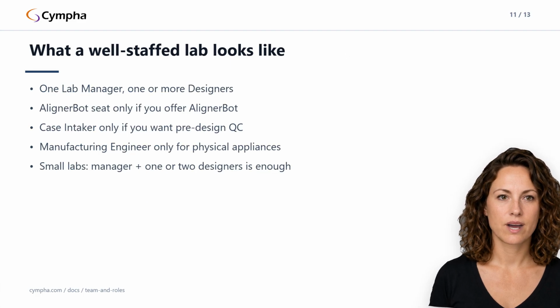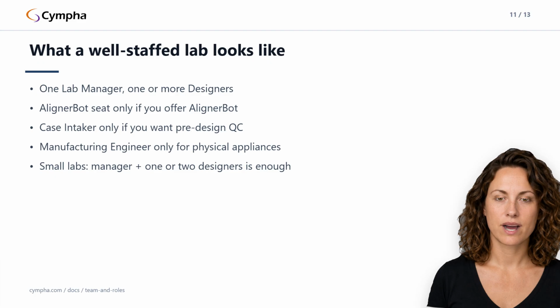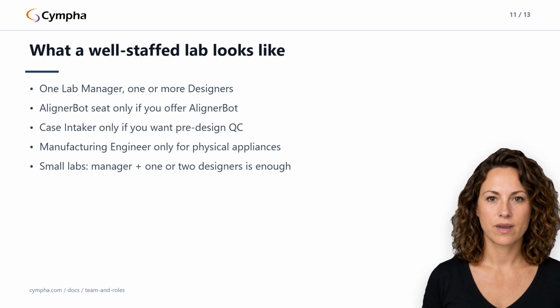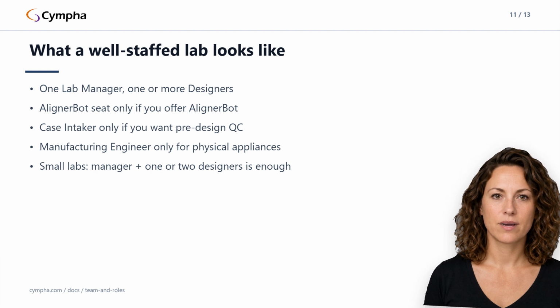There's no single right org chart, the roles compose. A well-staffed lab has 1 lab manager, 1 or more designers for the work you do manually, an AlignerBot user only if you actually offer AlignerBot, a case intaker only if you want quality control before design, a manufacturing engineer if you make physical appliances, digital-only labs delivering files and plans can skip that entirely, and an operational person if your manufacturing engineer doesn't also handle shipping.